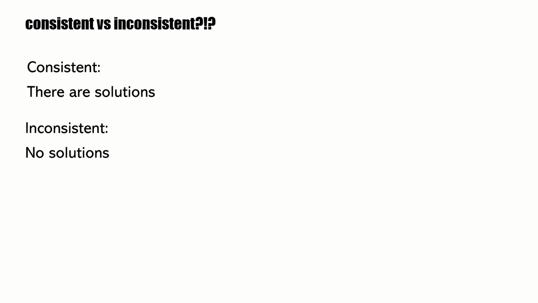The other thing to remind you about is what does the word consistent or inconsistent even mean? Inconsistent basically means no solutions at all, and therefore consistent is the opposite of that, so it means there are solutions of some variety. No idea how many of them, that doesn't matter. It could be 1, could be 2, could be 10, could be infinite, but just there are some solutions.